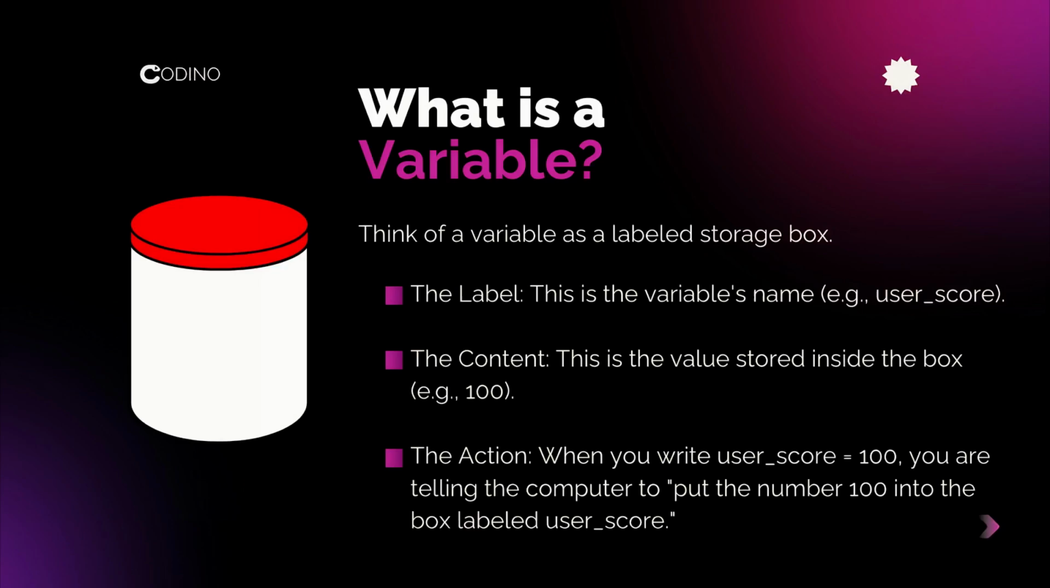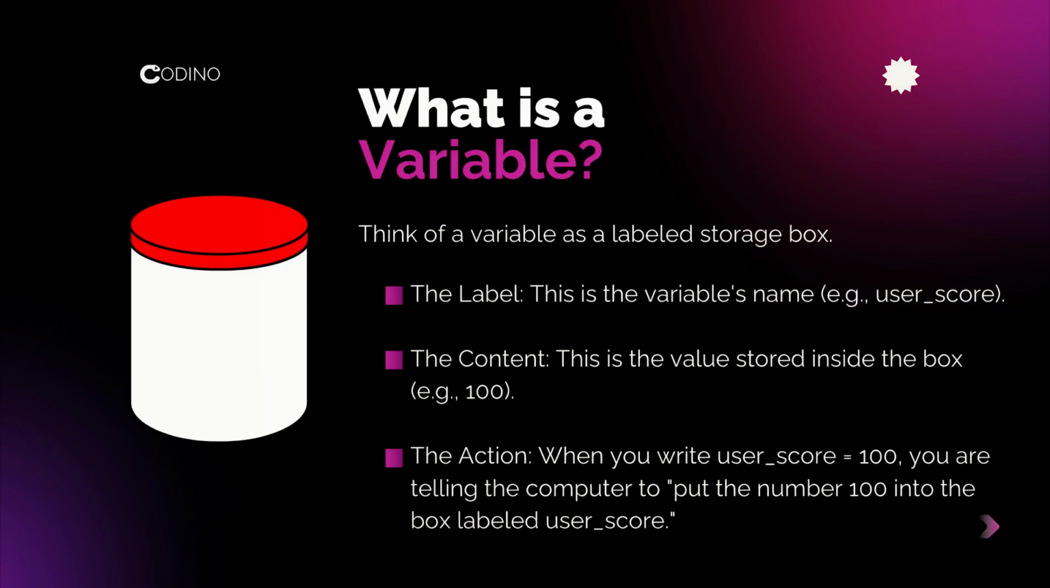Okay, so what is a variable? Think of a variable as a labeled storage box. You've got this box, right? And on the outside, there's a label. That's the variable's name. Something like user score or player health or age. That's basically how you identify the box. Inside the box, you've got the actual content, the value. So if your variable is called user score, maybe the value inside is the number 100.